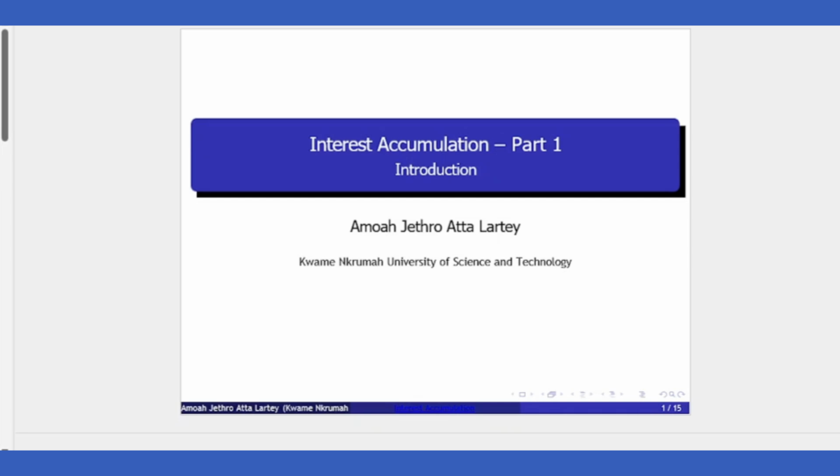Today we are diving into something super important in financial mathematics, which is interest accumulation. My name is SOA at Alate. I'm a student at KNUST reading Actuarial Science.